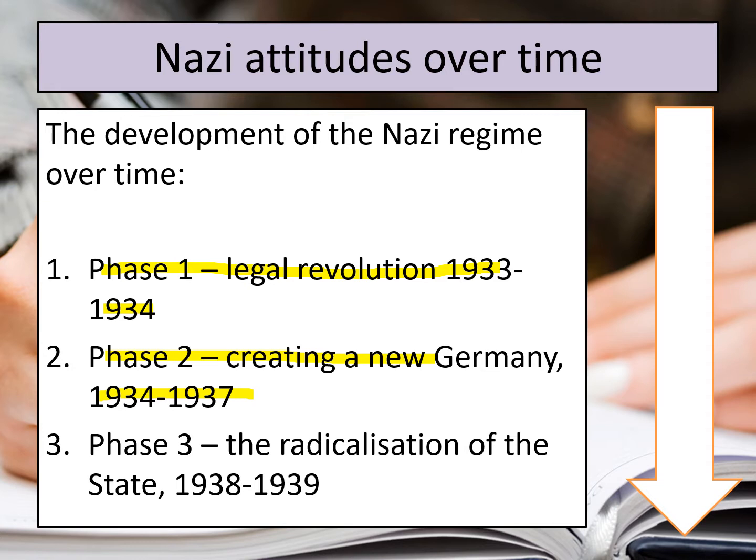However, by the time we get to 1938 to 1939, the regime has become highly radicalised. We can see that in their policies. For instance, the Night of Broken Glass happens in November 1938, because by this point, the Nazis are firmly embedded, they've consolidated their power, and Hitler is now ready to be able to pursue more extreme policies against the people he saw as racial enemies.